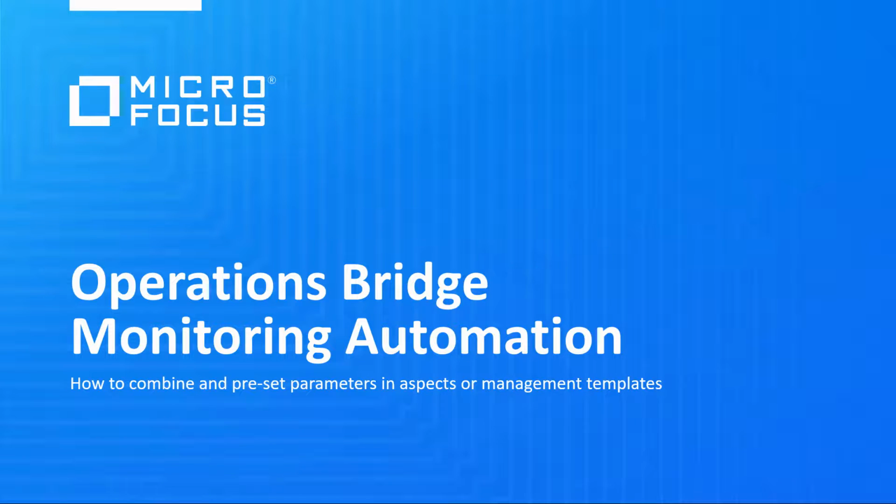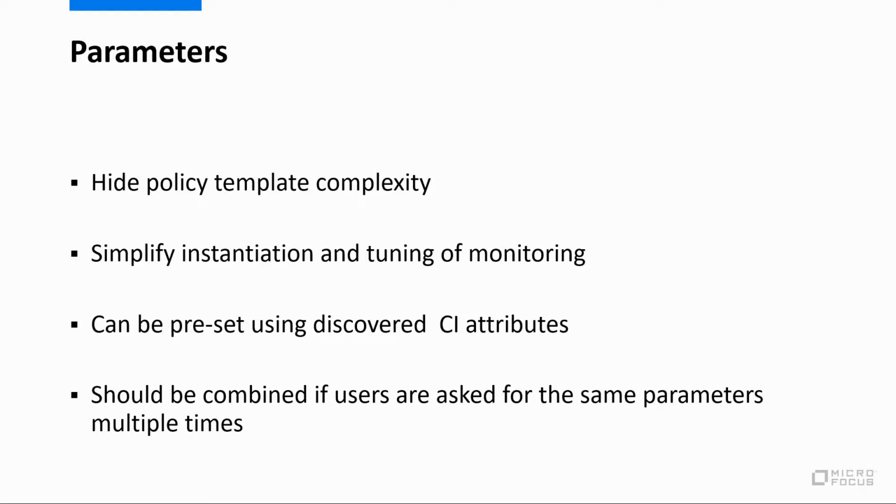In this video, you will learn when and how to combine or preset parameters in aspects or management templates. Parameters play an important role in OMI's monitoring automation as they hide policy template complexity. If you just want to change a threshold value, you don't have to understand or edit policy template logic. You can simply change the exposed threshold parameter. This dramatically simplifies the instantiation and tuning of monitoring.